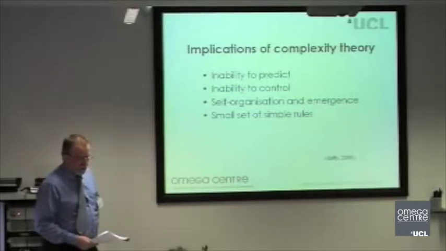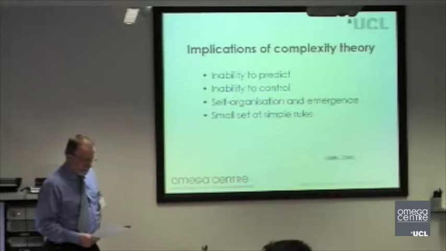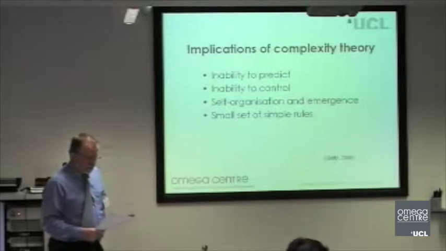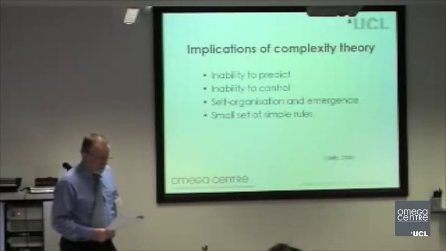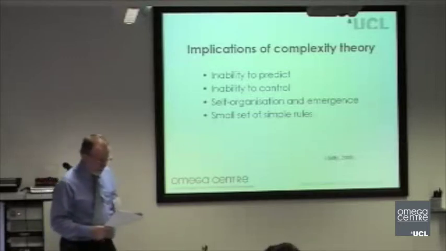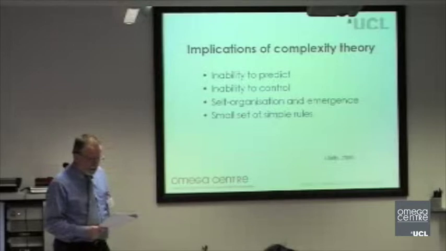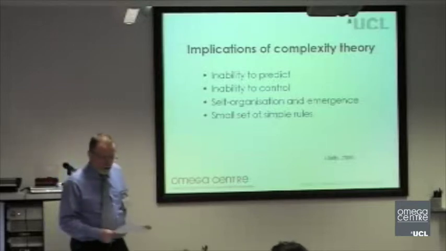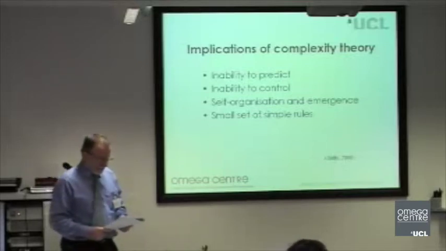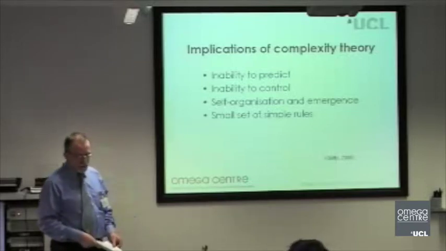The first of these is the inability to predict. What complexity theory tells us is that these systems have what's known as sensitivity to initial conditions. Small differences in the initial conditions can make a huge difference as time goes by. The implication for planning and strategy is that accurate prediction is not really possible. Perhaps the phrase is: the only certainty is that the plan will go wrong.